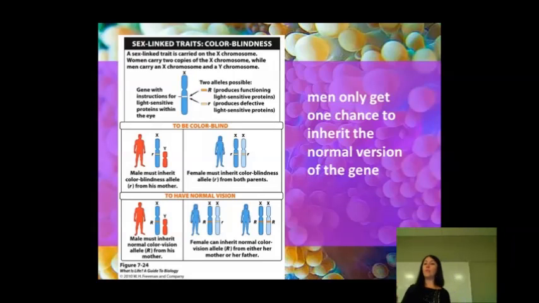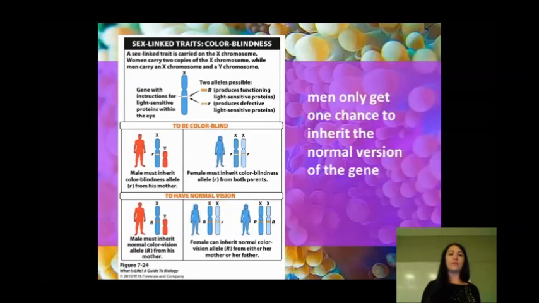Okay, so men only have one chance to inherit the normal version of the gene, because if they have an XX, they're a female. If you have XY, you're a male. And so on that X has to be the gene to be able to determine those colors, because if you don't have an extra X there to make up for it, if you are male, then you had to have gotten that from your father. So this is a sex-linked trait. A sex-linked trait is carried on the X chromosome. Women have 2 copies of the X chromosome, while men have an X and a Y.